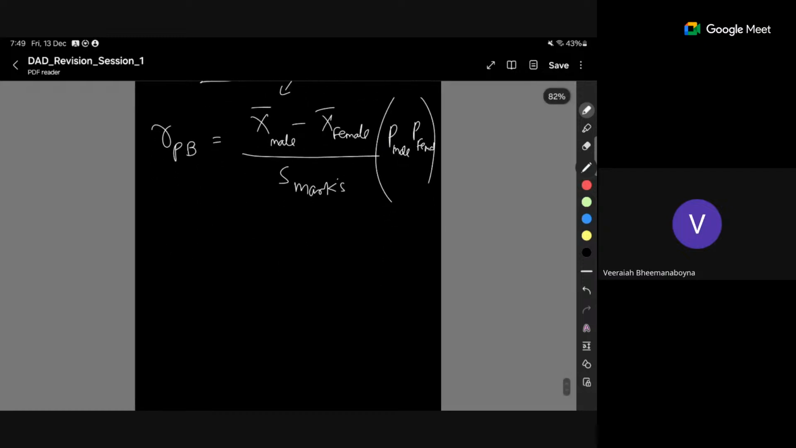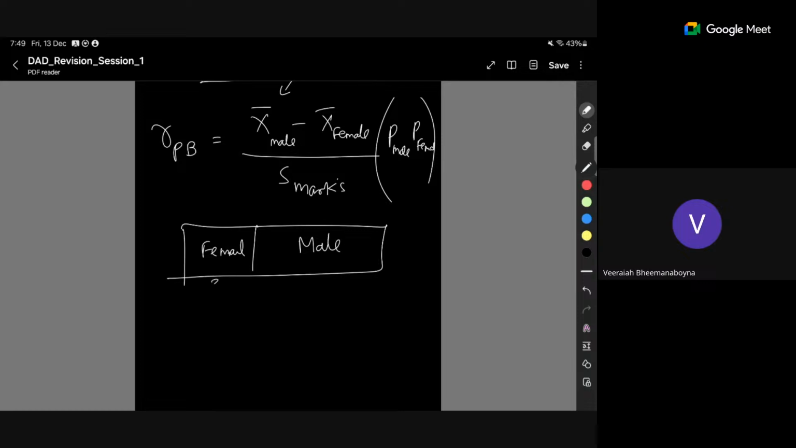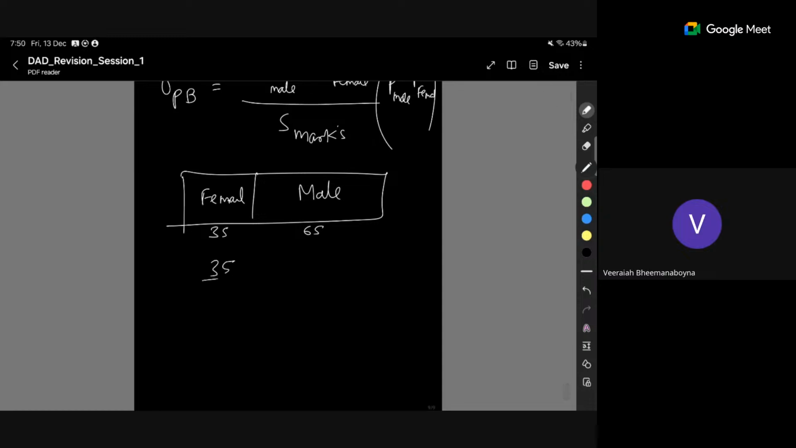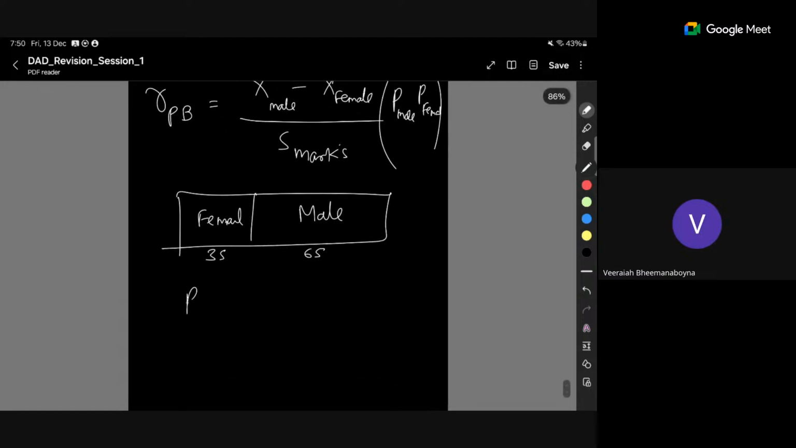Okay, if somebody doesn't know what proportion is, let's say this was the pool, this is female, and this was male, and let's say this is 35% and this is 65%, right? So this is what proportion is. You write 35 divided by 100 and you get 0.35. So this was the proportion of female. Proportion is the percentage of how much it represents. That's what P of male and P of female means.